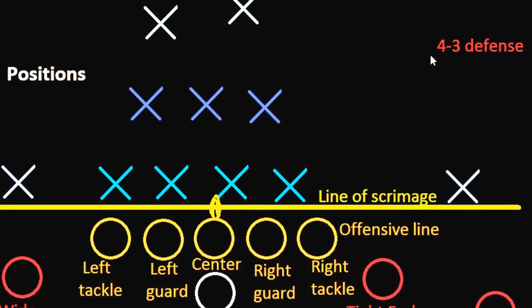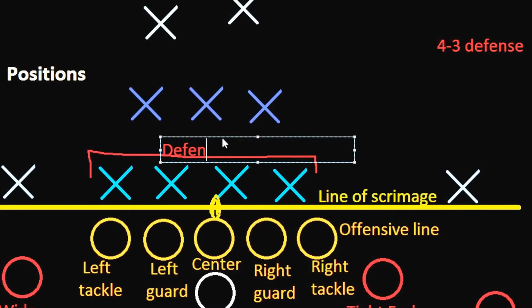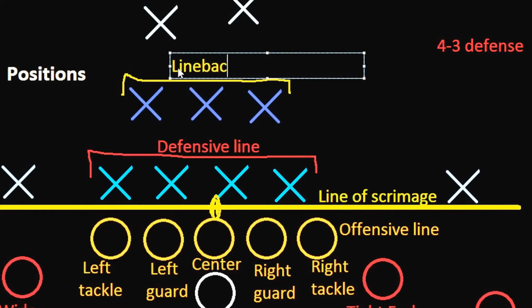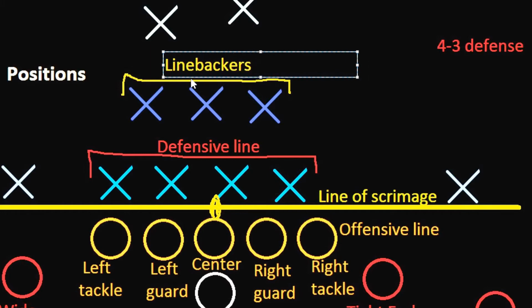The first number comes from the line. So these guys here, this is the defensive line. Right behind, as you can see, there's 4 guys, so that's where we get the 4, and then there's 3 guys behind them. And if you guess this is where the 3 comes from, you would be correct. So 4 defensive linemen, 3 linebackers, because they're behind the line. These are the linebackers.